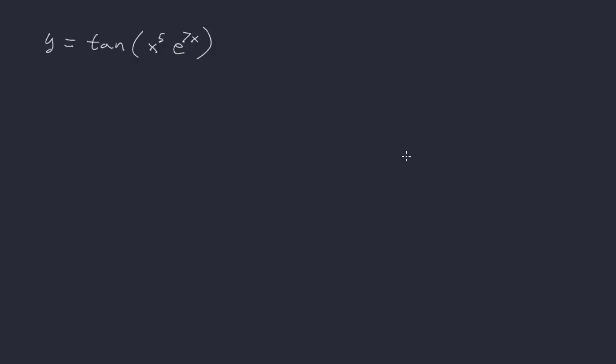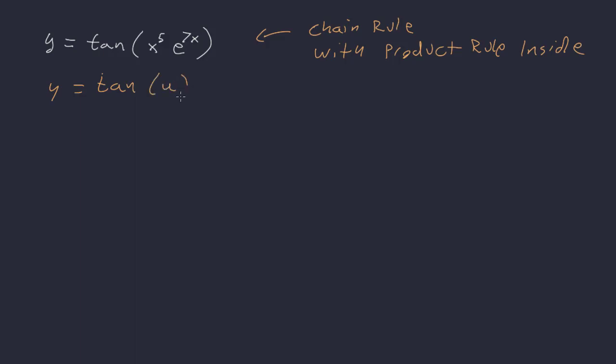All right, next up, let's say we have the tangent of x to the 5th times e to the 7x. So this is actually the opposite. This is a chain rule with a product rule inside. Okay, so in other words, this is tan of some stuff. Right, we can think of this as tan u, where u is x to the 5th times e to the 7x. So when we go to find u prime, that's going to be a product rule.